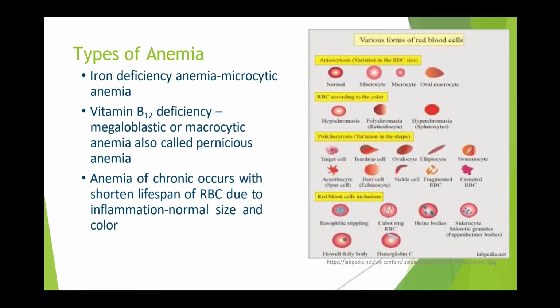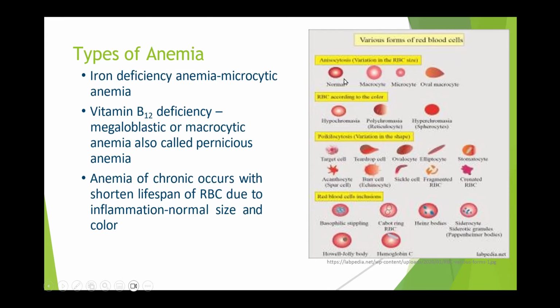There's vitamin B12 deficiency, megaloblastic or macrocytic anemia, also called pernicious anemia. B12 deficiency anemia, you need your B vitamins, especially B12, to make red blood cells. And when there's a B12 deficiency, pernicious anemia, that one has some weird symptoms, and we're going to talk about that, neurological symptoms. And chronic anemia occurs with a shortened lifespan of red blood cells because of either inflammation, size, color, different things.